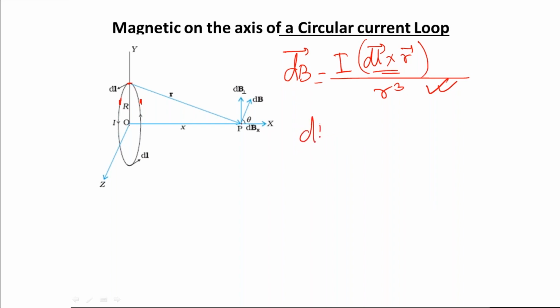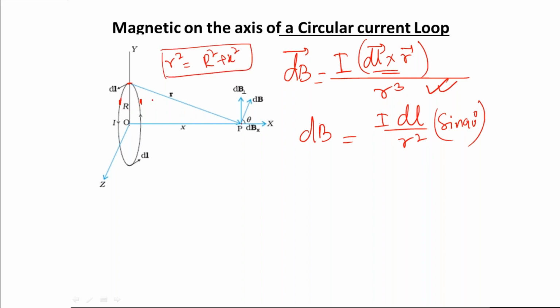So I can write dB is equal to I dl by R square, and this is sine 90 degrees. And R square I can write as R square plus x square from Pythagoras theorem, taking this as a triangle. Now I have got the magnitude, but not the final one, obviously.